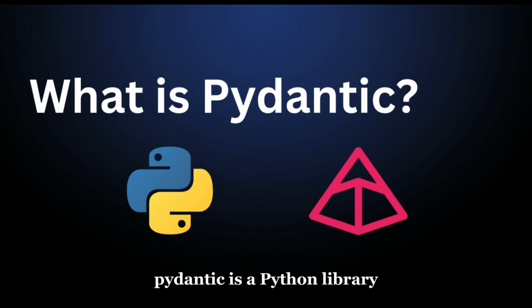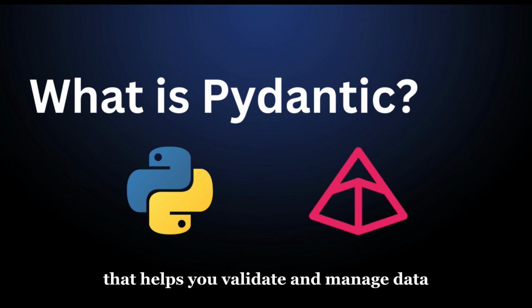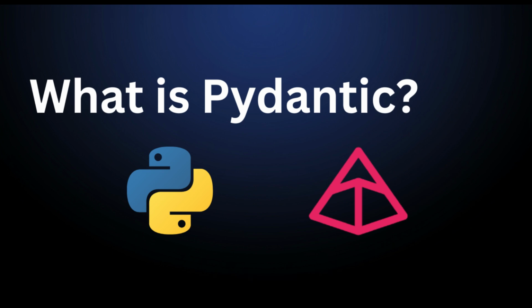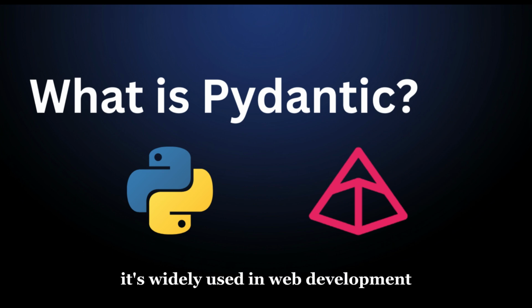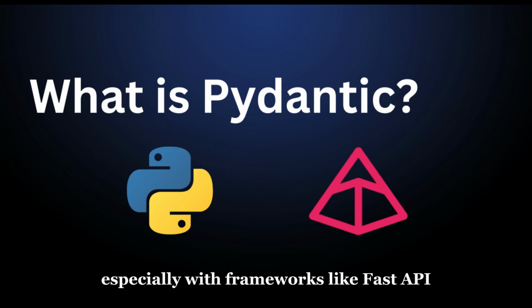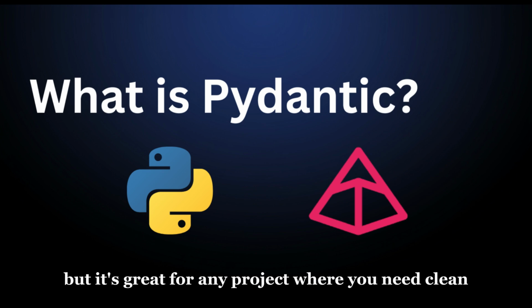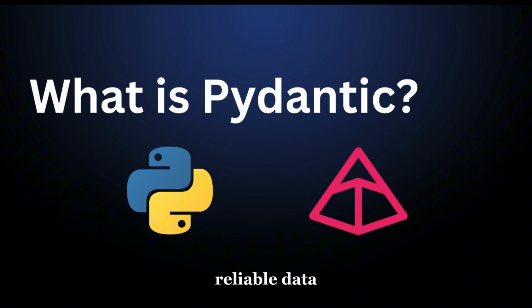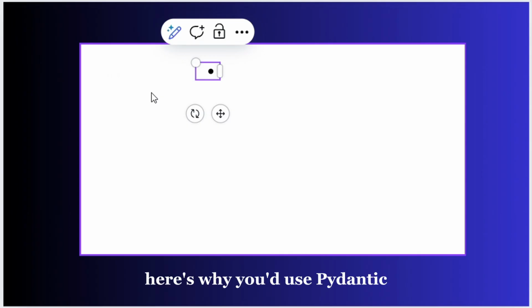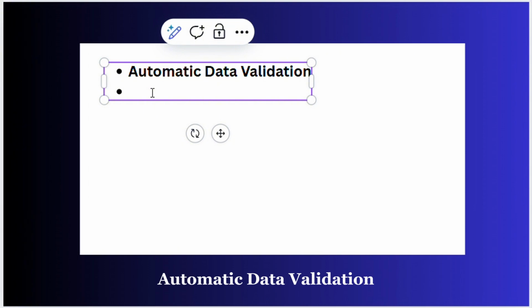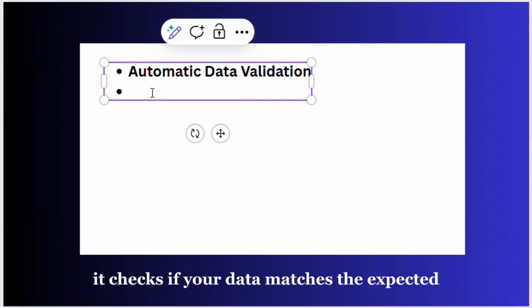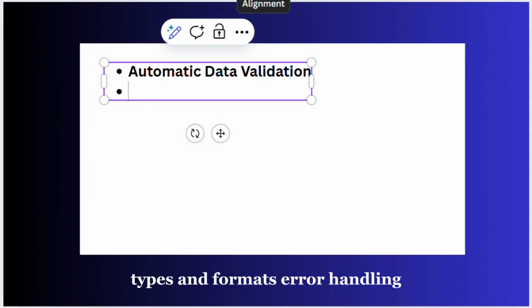Pydantic is a Python library that helps you validate and manage data using Python type hints. It's widely used in web development, especially with frameworks like FastAPI, but it's great for any project where you need clean, reliable data. Here's why you'd use Pydantic. Automatic data validation: it checks if your data matches the expected types and formats.